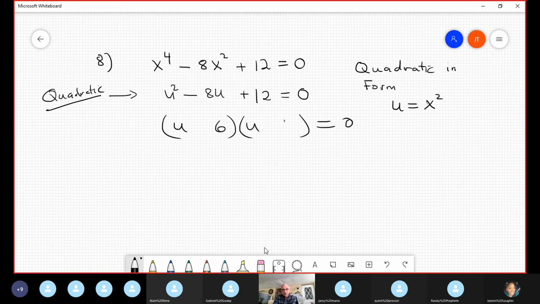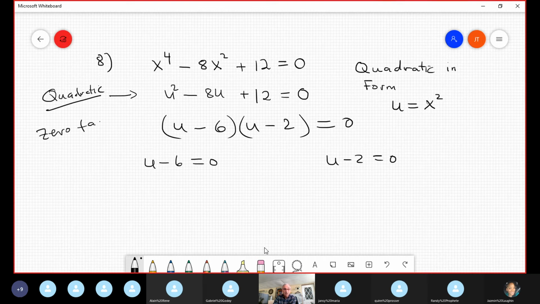Because the combination is 6 and 2. 6 times 2 is 12, and 6 plus 2 is 8, both negative, no? So we separate into two equations, u minus 6 equal to 0, u minus 2 equal to 0. This is called solving by factors, the zero factor property, is the name. When you factor, you take each factor equal to 0, and the solution is this or this: u is 6 and u is 2.